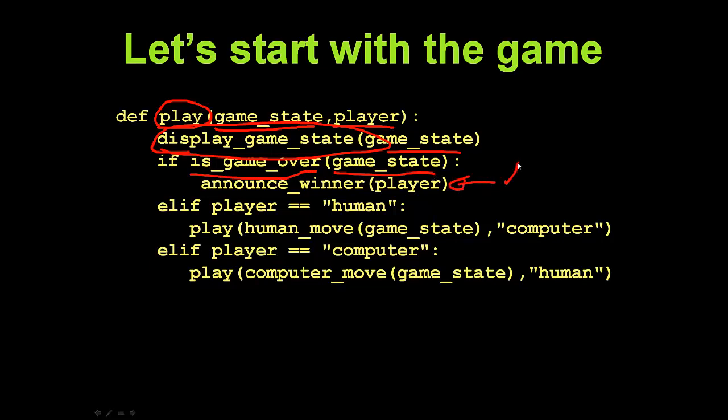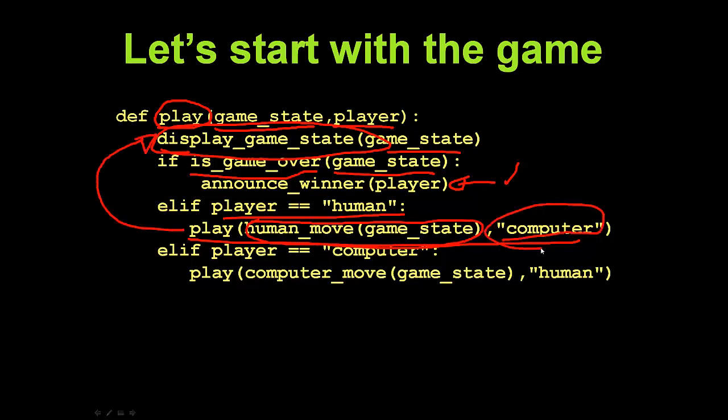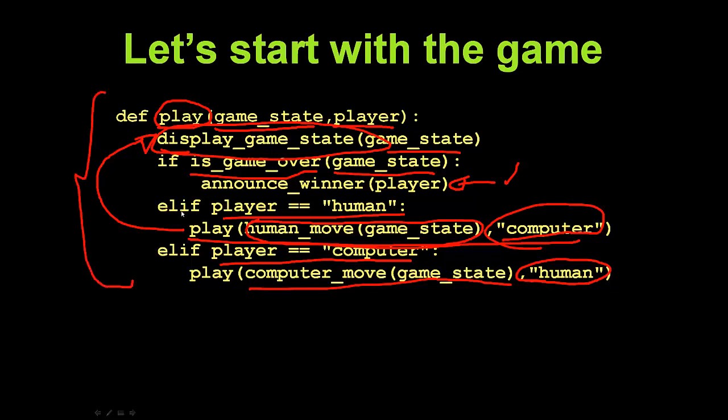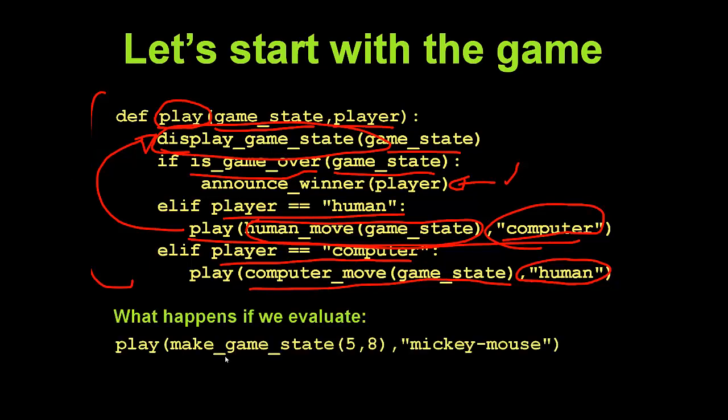Very simple. Now, if the player is human, you ask the human for a move, so you get the human to move. And after that, you call play again, and now the player becomes the computer because it's the computer's turn. Now, if the player is computer, then you get the computer to make a move, and you let the human go next. Okay, so that's it. This is essentially the game loop. This piece of code is sufficient for us to play this game. Now, what happens if we evaluate this?